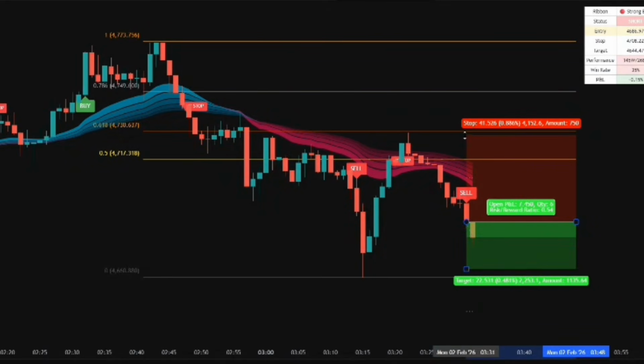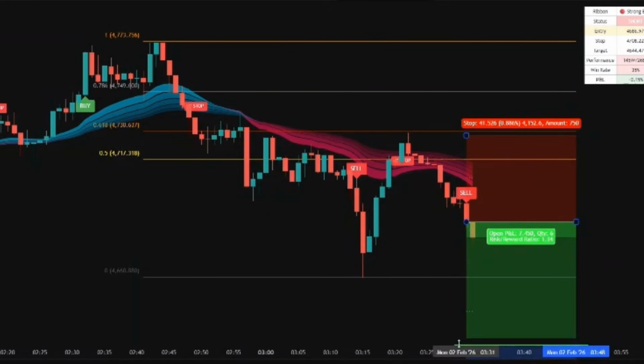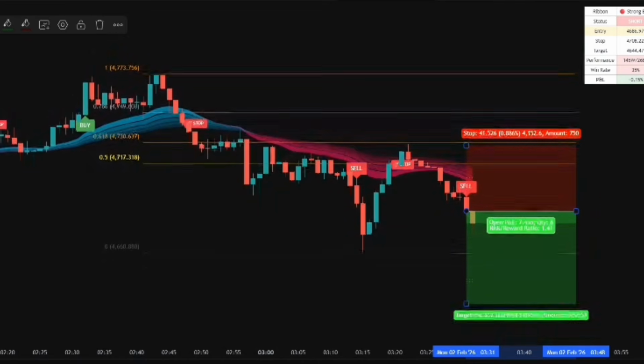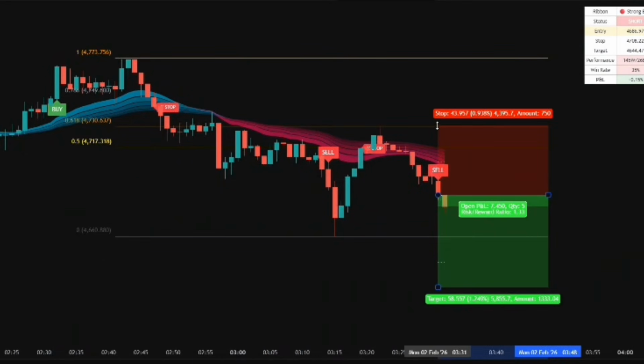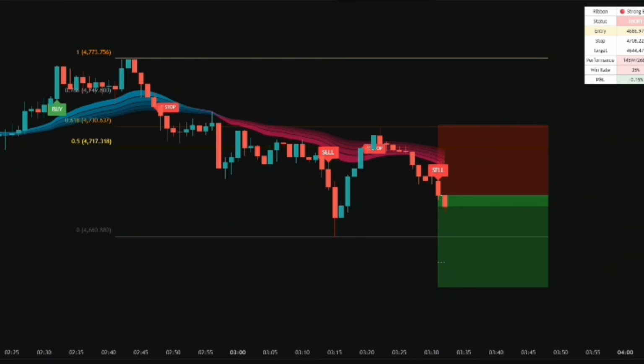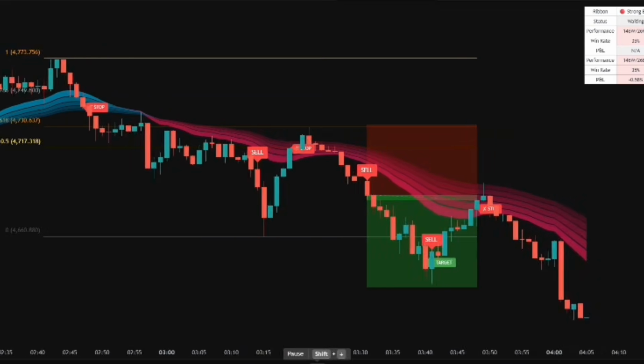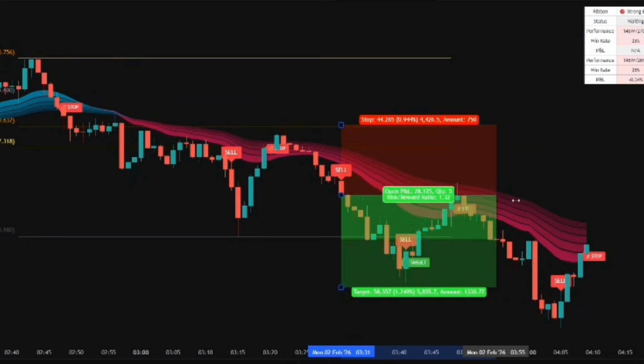The partial take profit model, the 50-30-20 rule. We do not believe in all or nothing exits. We want to secure profits while letting our winners run. Take profit 1, TP1. Set this at a 1.5 risk to reward ratio. When the price hits this level, the indicator will notify you. Close 50% of your position here.